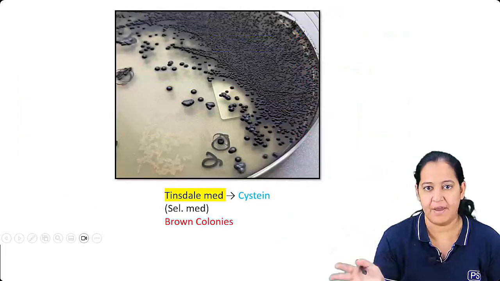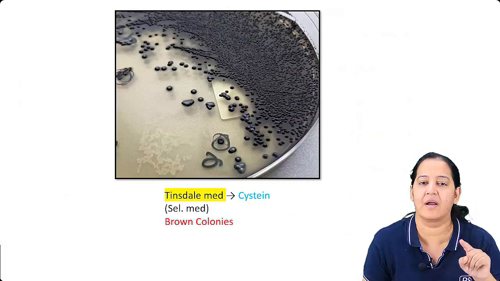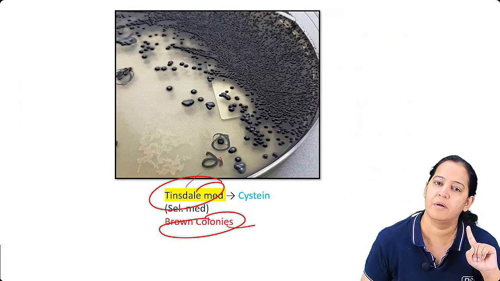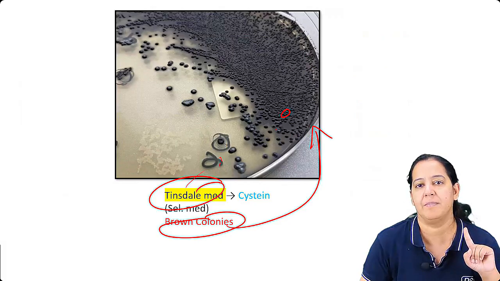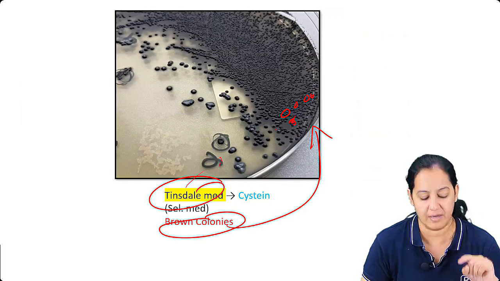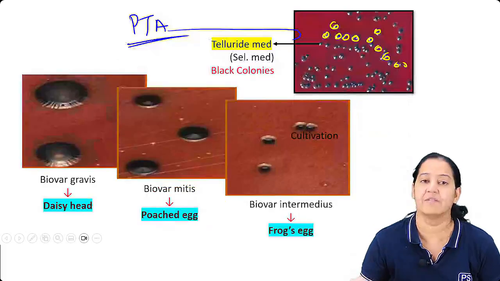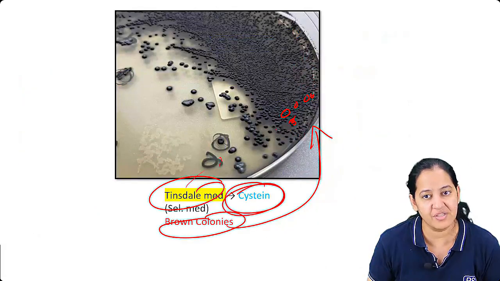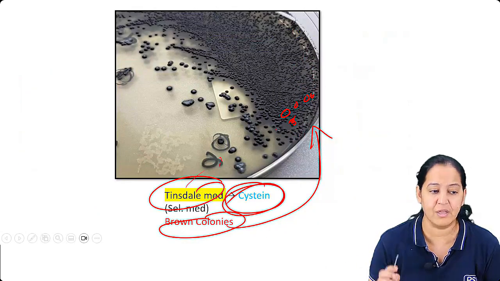ये जो 3 type है. On the last one, Tinsdale agar, it is also selective. Tinsdale agar पे भी black या brown colonies are formed. Either black or brown colonies. So Tinsdale agar is more selective as compared to potassium telluride agar. It contains additional cysteine. इसमें additional हमने cysteine डाला तो ये और ज़्यादा selective हो गया.